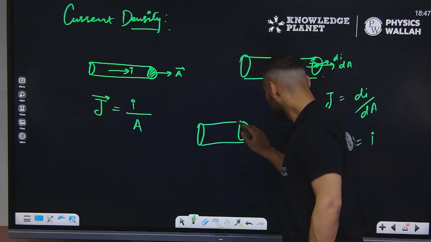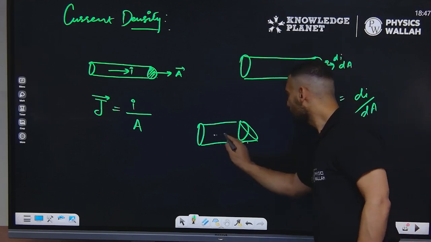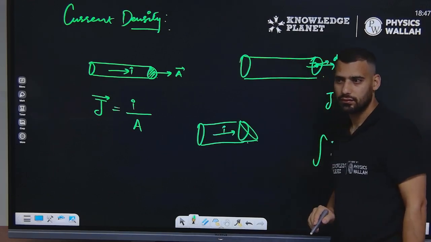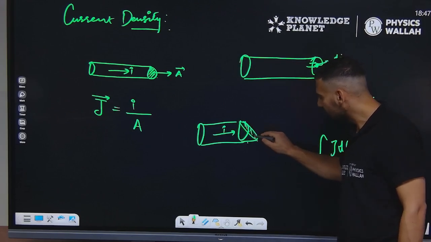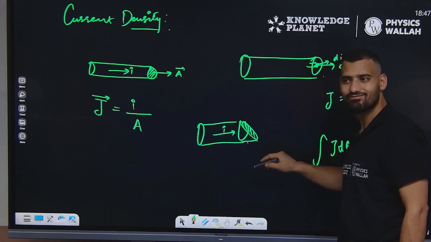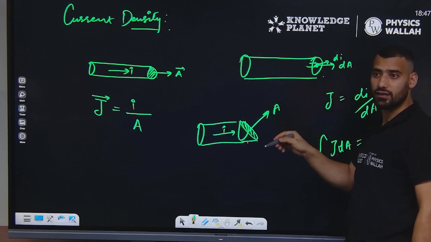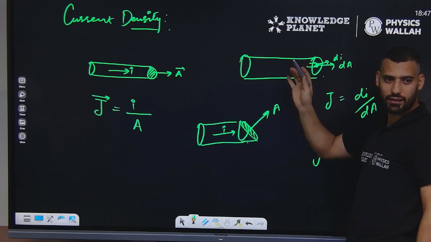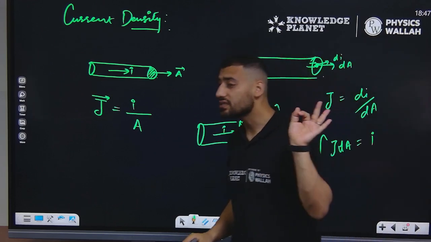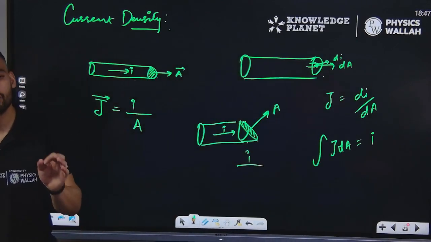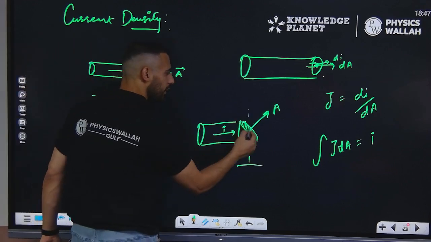your conductor has been cut like this. The current is flowing like this, isn't it? That's why you get the angle. Current is flowing like this. The area of the cross section will be this now, isn't it? You get the angle. So this is A. Now if you have to define J, don't say I by A. No. It is I by that area which has the same direction as that of current. Which is? No, it depends on the angle.